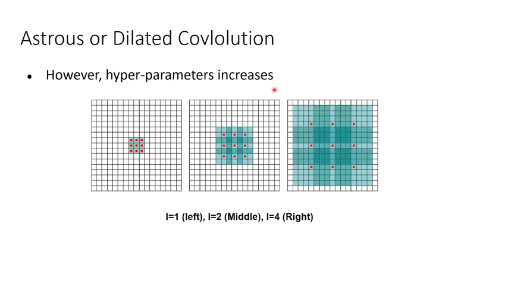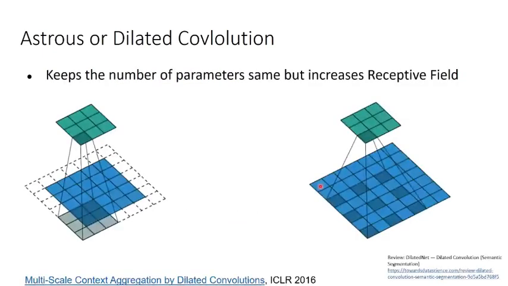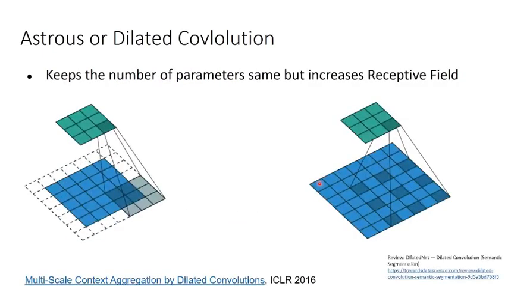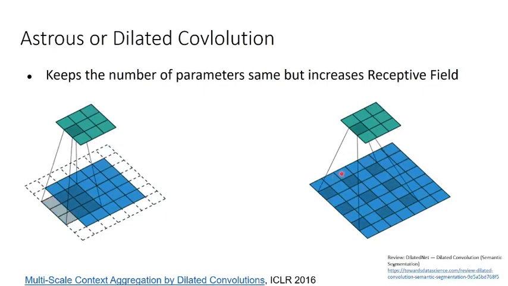Let's have a look. If you downsample something, what happens? You pick this element up, you miss this element, and then you pick up this element. Is that right?